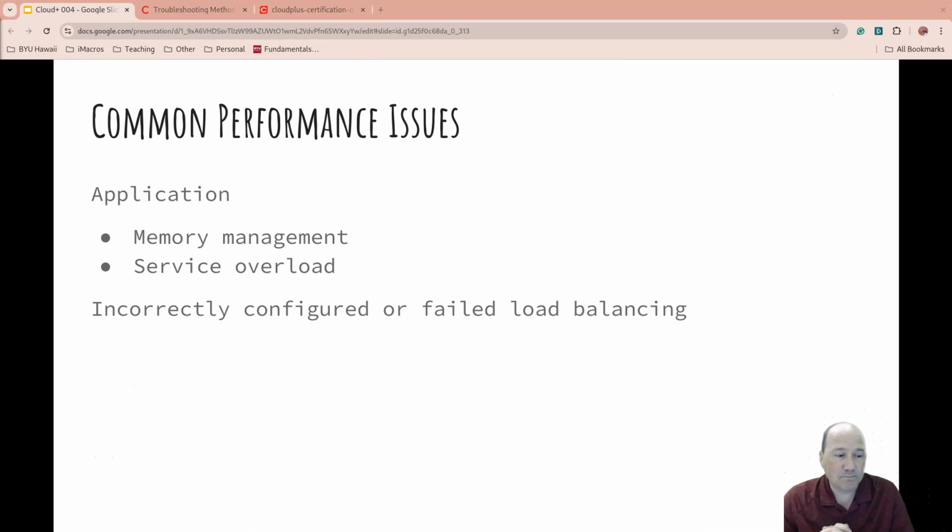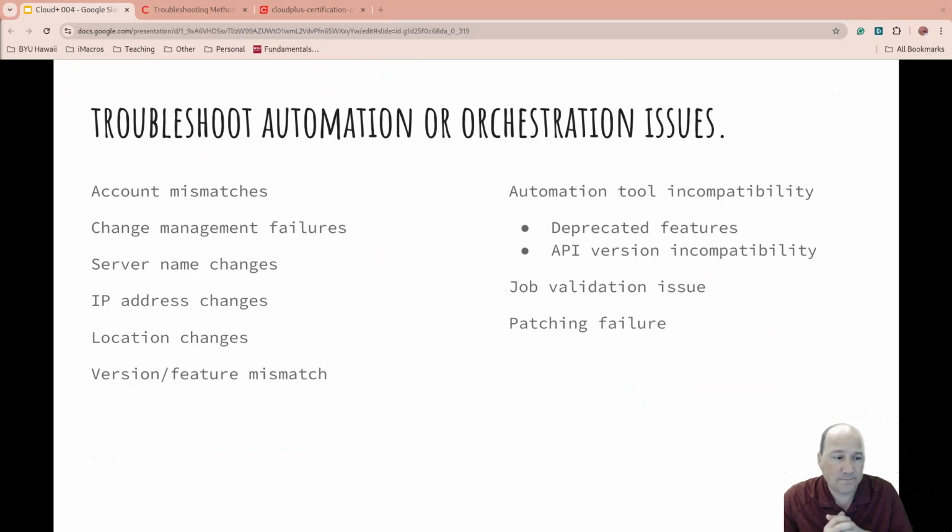So is the service just overloaded? Did you get more traffic than expected, or maybe it was just slower than expected, and so things are backing up and you're falling behind. You're not scaling up fast enough, or maybe you can't scale large enough. So this is where you really need to do load testing in non-prod. Is it incorrectly configured or failing to load balance properly?